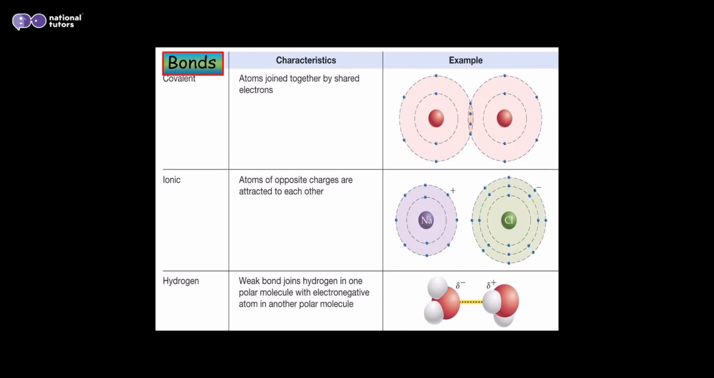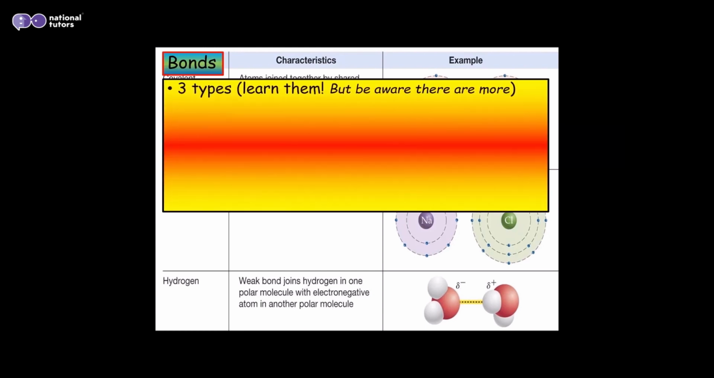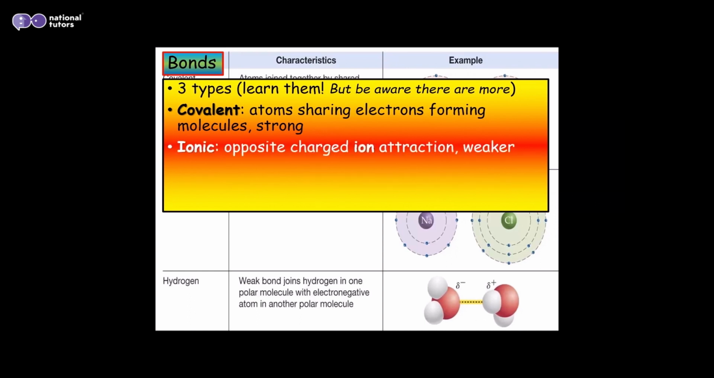So within the bonding, there's three types. You've got to learn them, but be aware there are more, such as disulfide bonds and stuff like that. But we'll introduce those as we move through the course. So the first, as I've said, is covalent, where it's sharing electrons, forming a very strong molecule. The key thing there is it's strong, so they're difficult to break. You've then got ionic bonds, which are the positive and negative force of ionic attraction, and they're weaker than covalent, but they're stronger than the hydrogen bonds.